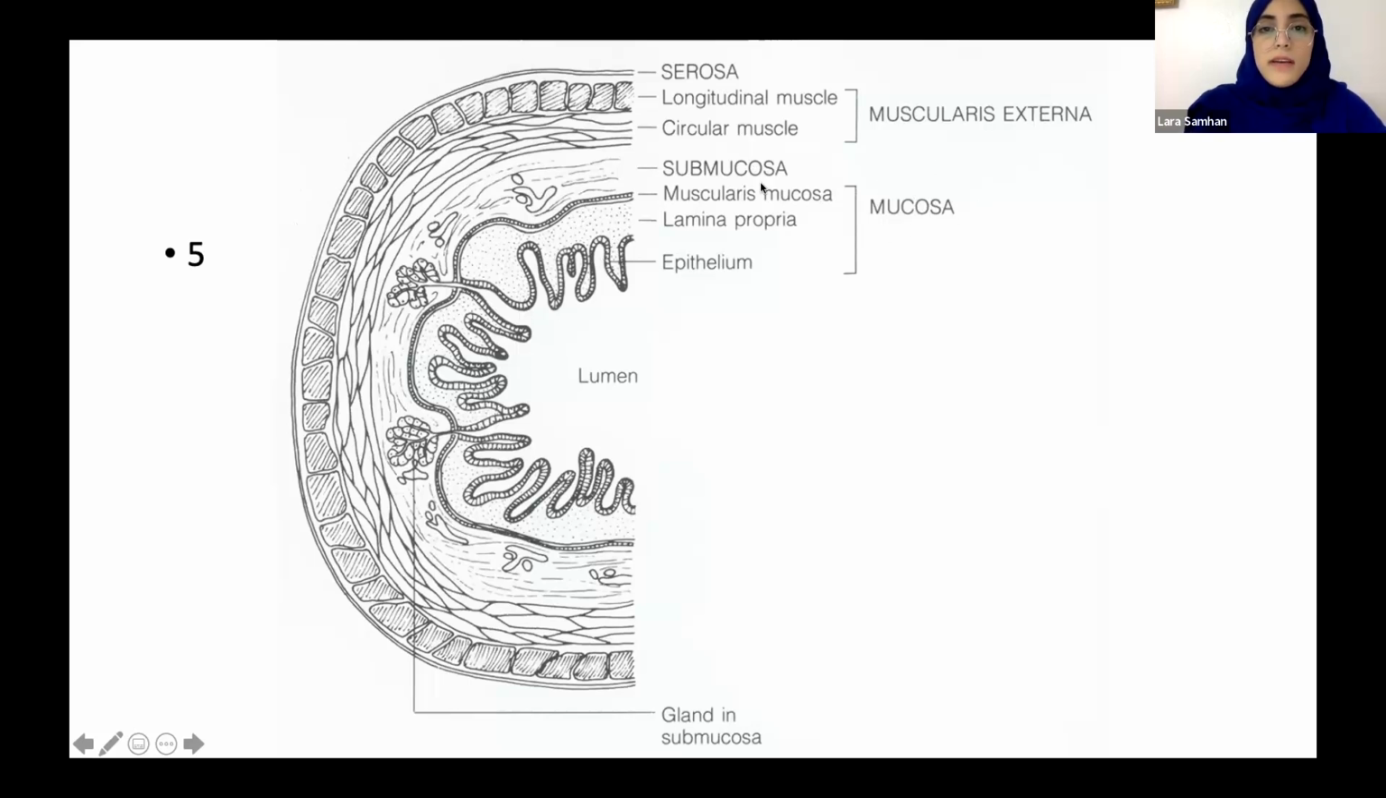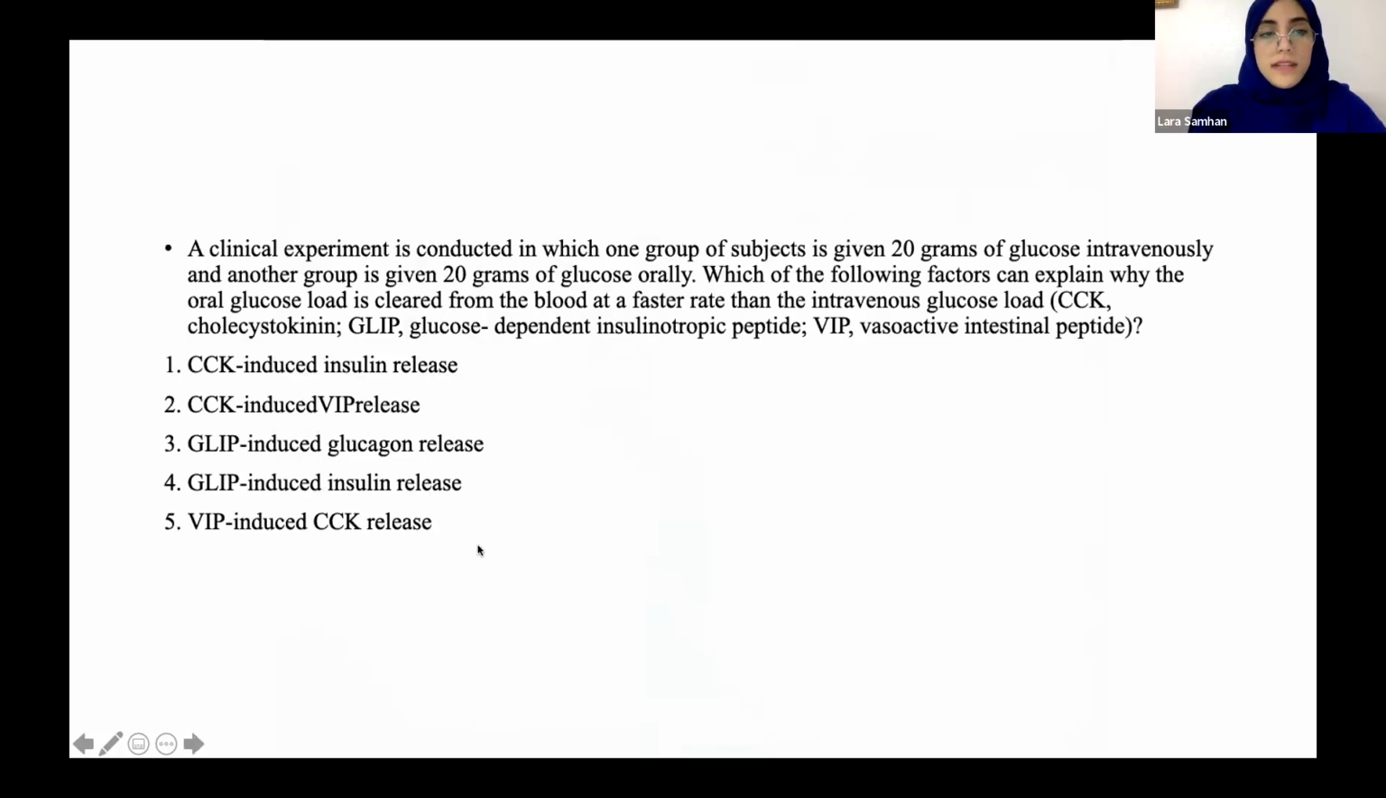So the mucosa in here, as we said, below the mucosa is basically submucosa. So sub means below or behind. And the question just asks what are the layers of the mucosa. We have in here the muscularis mucosa, the lamina propria, and the epithelium. Okay, so you guys got it correct, mashallah. So moving on to the next question.